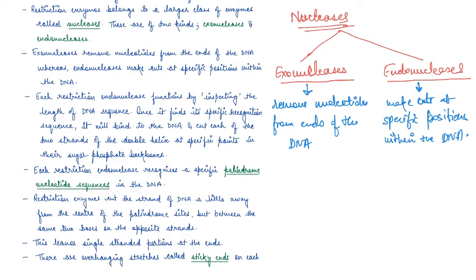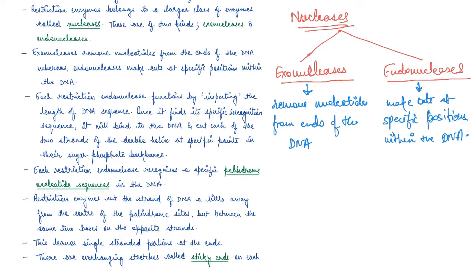So we know that DNA is a double-stranded helix, right? From the helix, they cut both these strands at the sugar phosphate backbone. So you attach to the specific DNA recognition sequence, and after attaching, they cut both the strands at the sugar phosphate backbone. And then each restriction endonuclease recognizes the sequence, right? How do they recognize the sequence?